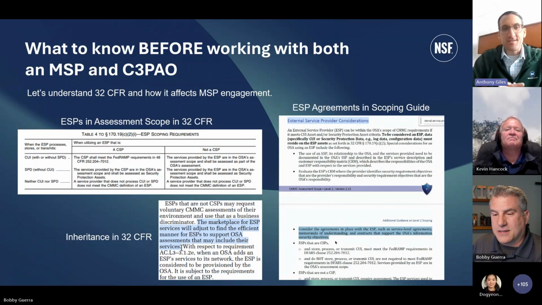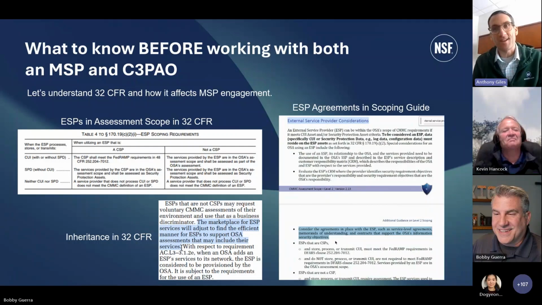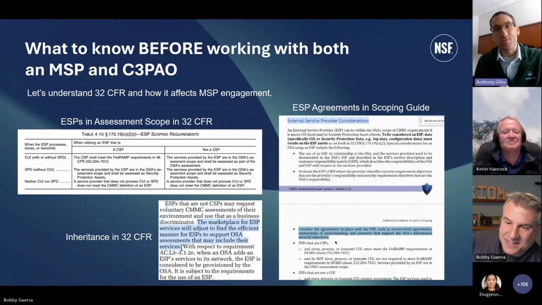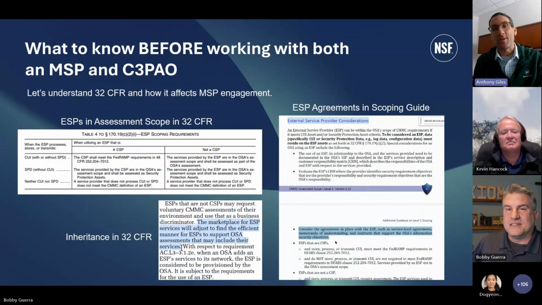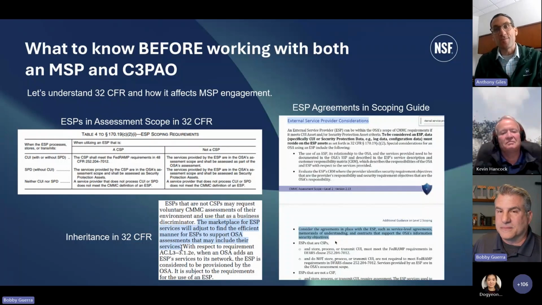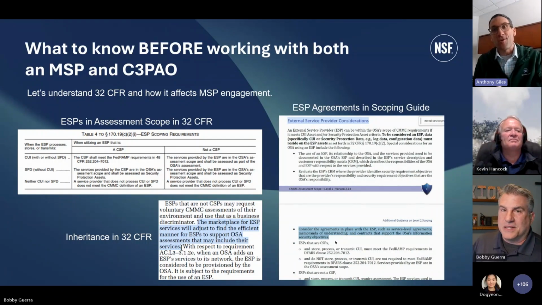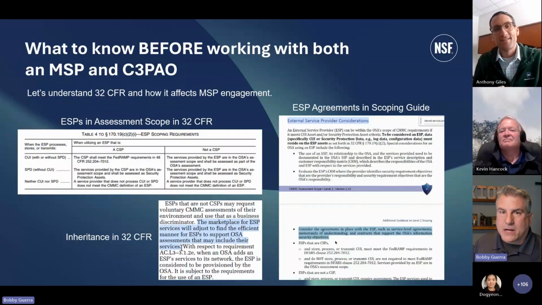Oh, I mean, you're supporting their services. I mean, you're supporting that organization. I mean, you see it even in the scoping guide. When you jump to that scoping guide, I mean, you're right there. An ESP is within an OSA scope. And I mean, what did you spend phase one doing? Defining your scope. Right. And that's a lot of acronyms to talk about.